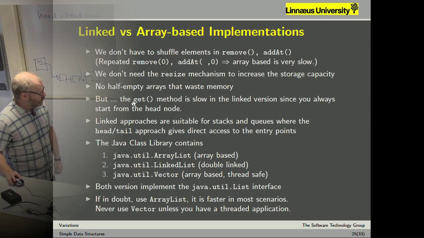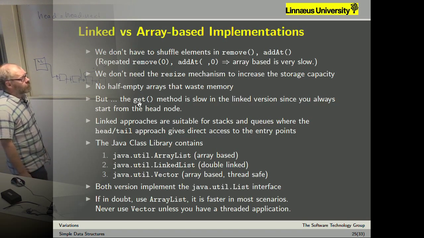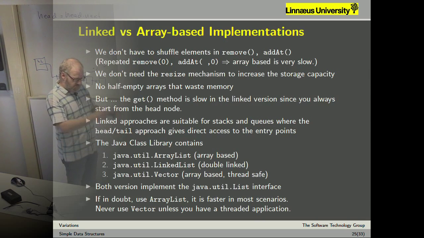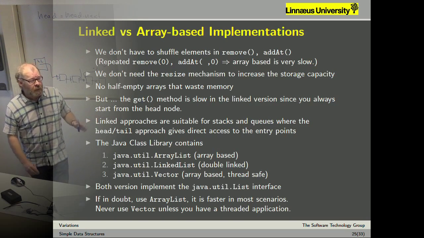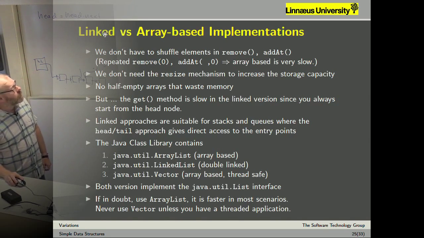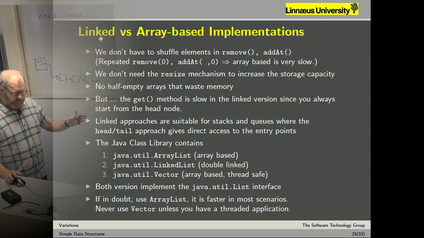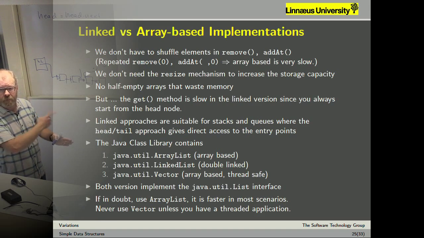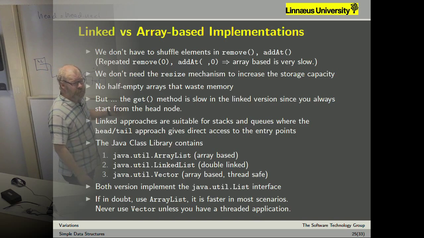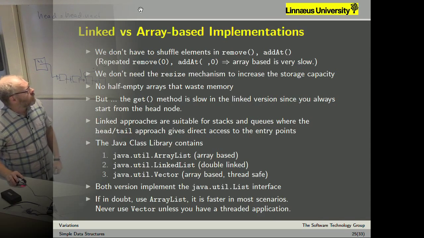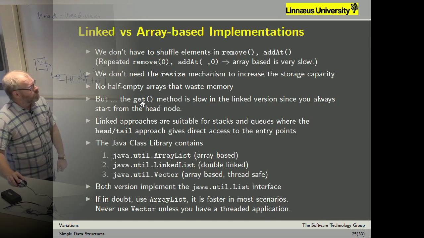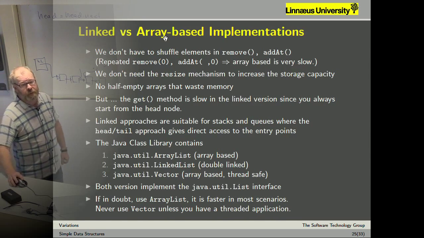But, and this is the problem, in general the get method is slow. We have to start from the beginning and go to position 255 or something like this. So linked approaches are very good at accessing both ends of the list. So when you're implementing a queue, this is the recommended approach. And when you're implementing a stack, you can use it as well. Or a deque, a double-ended queue. If you are often using the method get, then probably an array-based implementation is better.